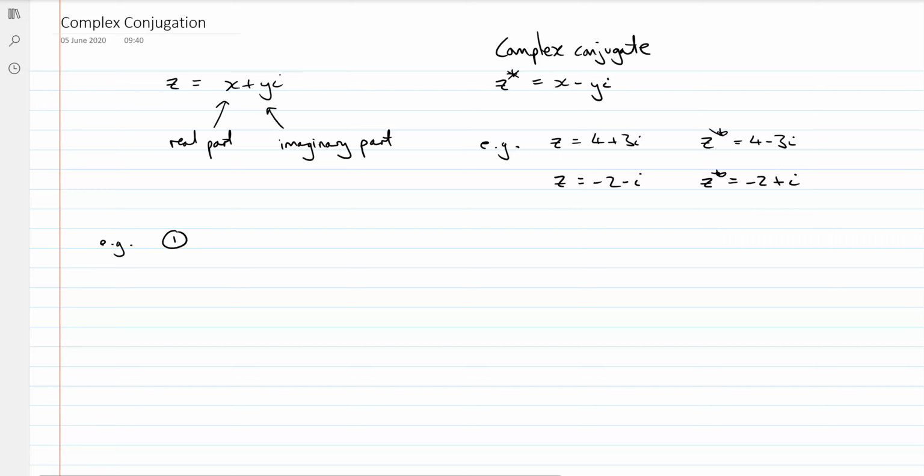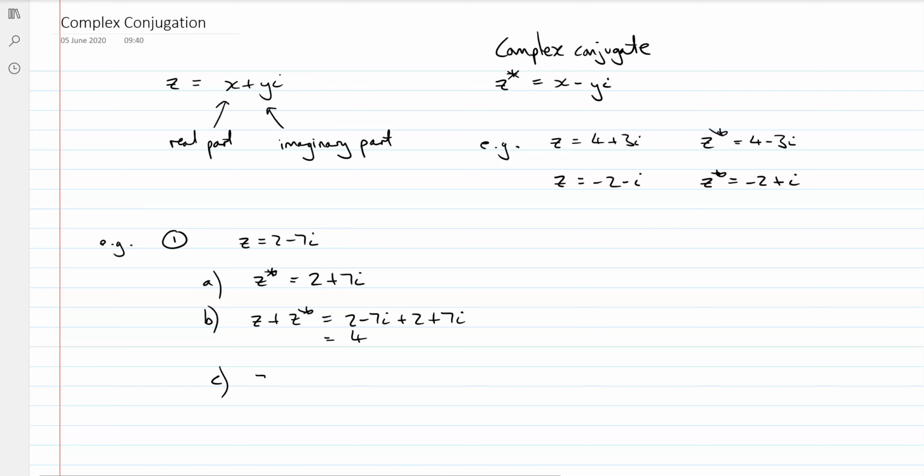We've got number 1. If z is 2 minus 7i, we've basically done this just now already, but just so you've got it formally written down, z star will then be 2 plus 7i. So you just change the sign of the imaginary part. Find the value of z plus z star. Well, this is just 2 minus 7i plus 2 plus 7i. The imaginary parts will cancel. 2 plus 2 is 4.